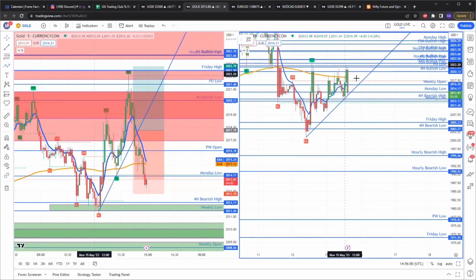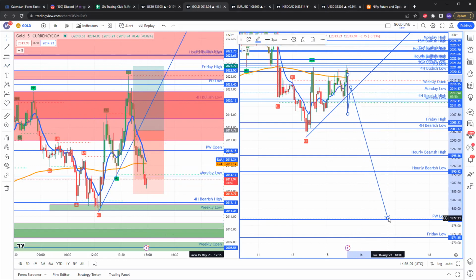We have something like this. We have this closing as a strong hourly bearish candle, and then we have a retest of the 9 EMA on the hourly and then continuation. So this is the only time I'm changing my bias on gold.